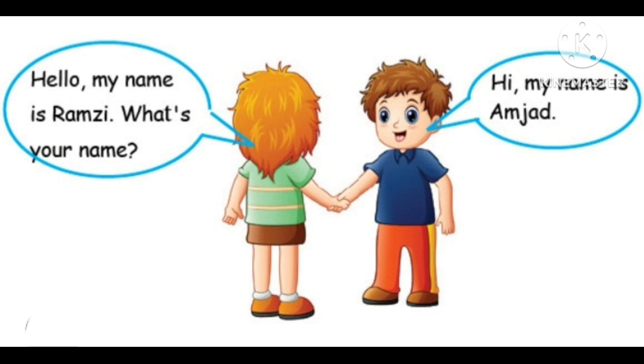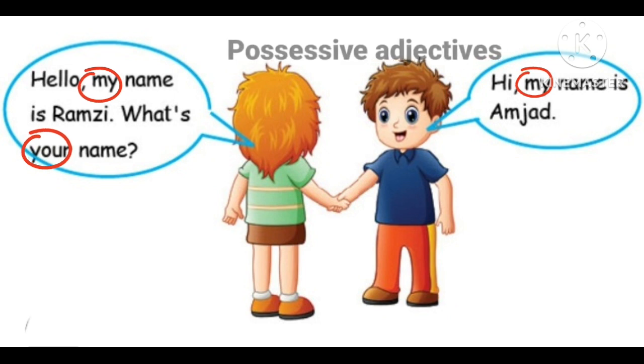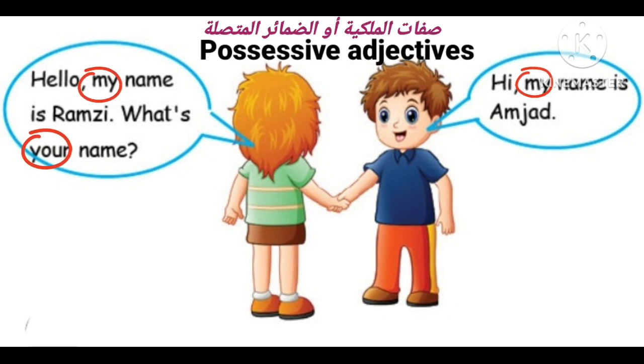Let's study these two sentences. Hello, my name is Ramzi. What's your name? Hi, my name is Amjad. In the first sentence we have your, and in the second sentence we have my. Your and my are called possessive adjectives.